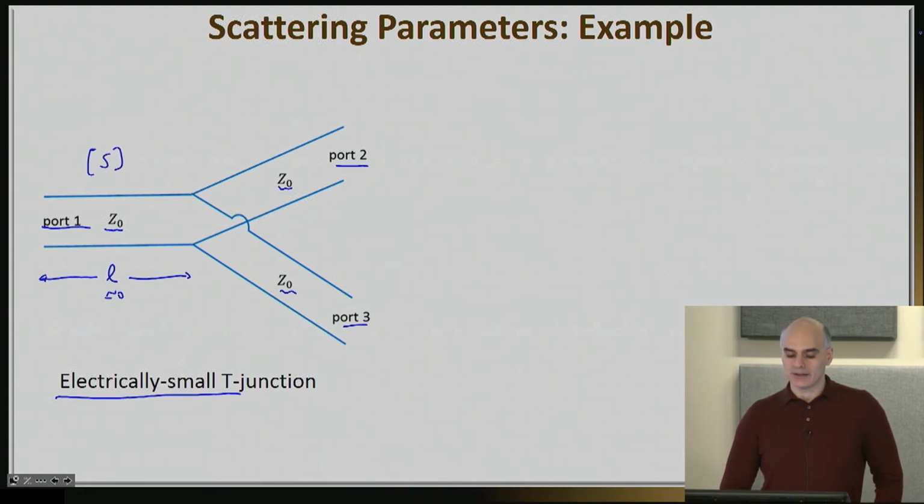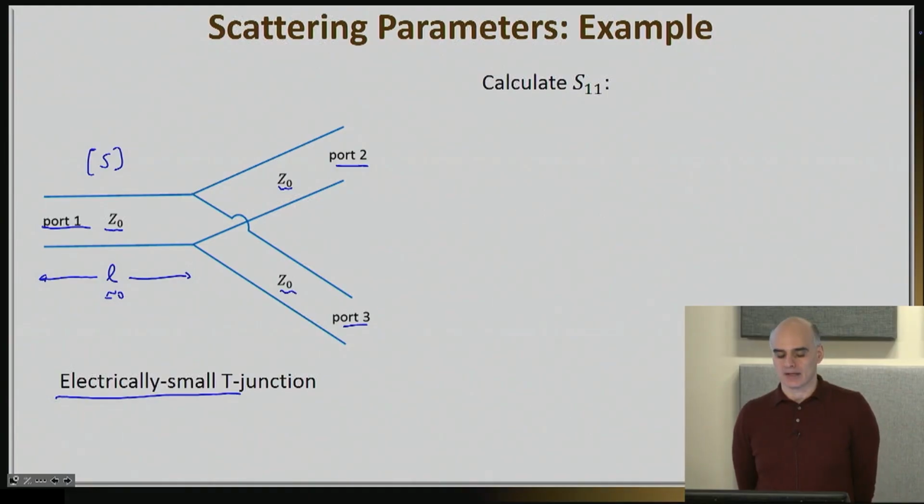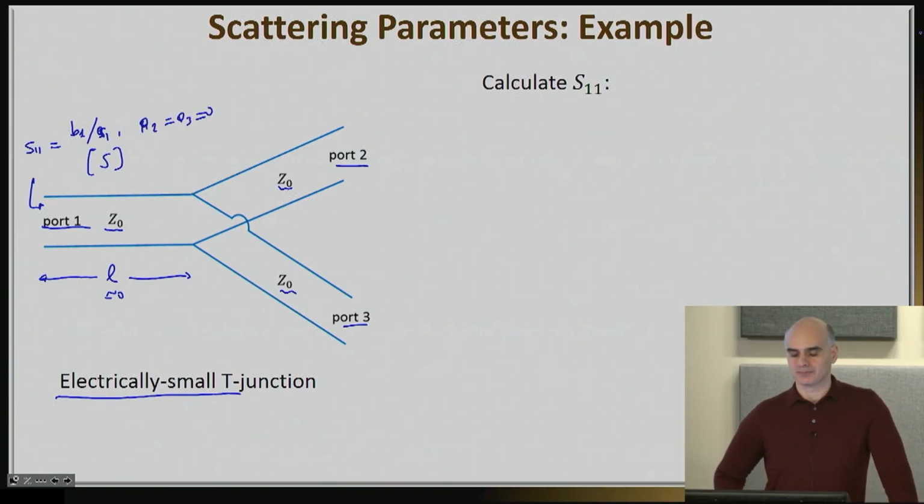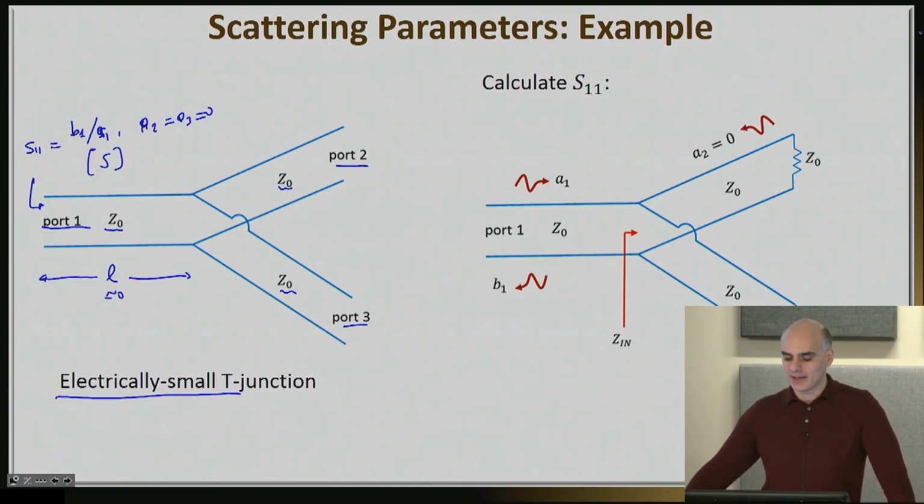So let's start with calculating S11 as our first example. S11 means that I am looking into port number 1, and as we discussed before, this will be equal to B1 divided by A1, provided that A2 and A3 are 0. This is the defining equation for S11. Since this is what I have to do, I will first ensure that my A waves in ports 2 and 3 are equal to 0.